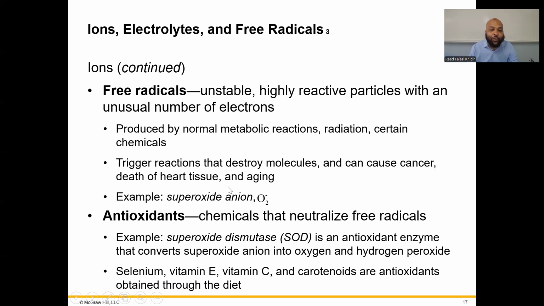What it does is it converts this really dangerous superoxide anion. So you know that O2 is oxygen. O2 minus, what's the name of O2 minus? Superoxide anion. Okay, so superoxide dismutase will convert this superoxide anion into two things: oxygen that we can breathe and hydrogen peroxide that is very similar to water.